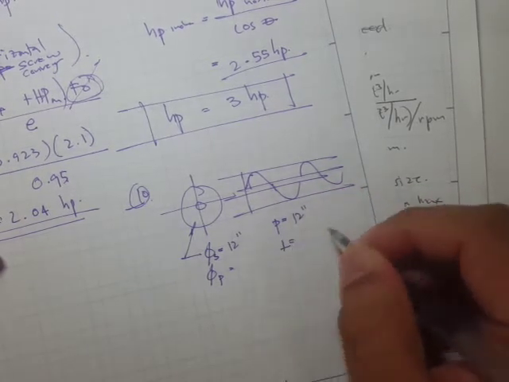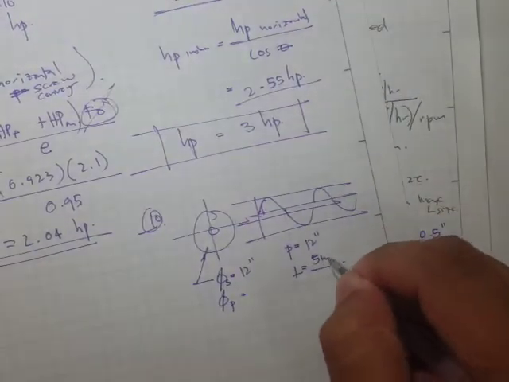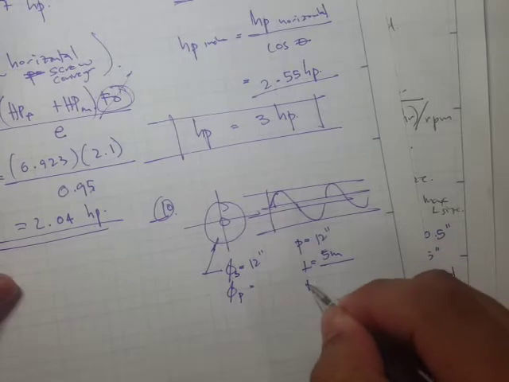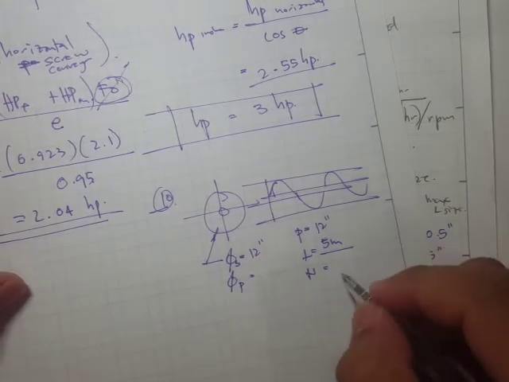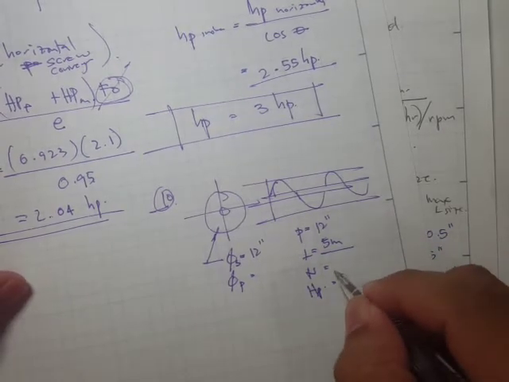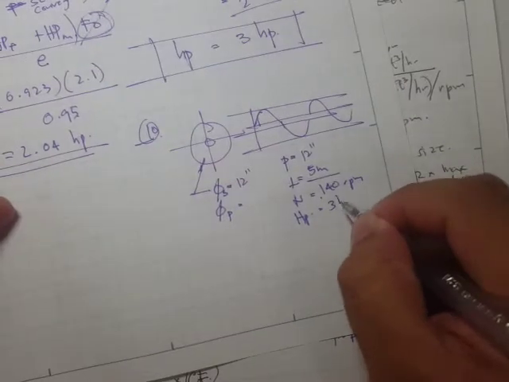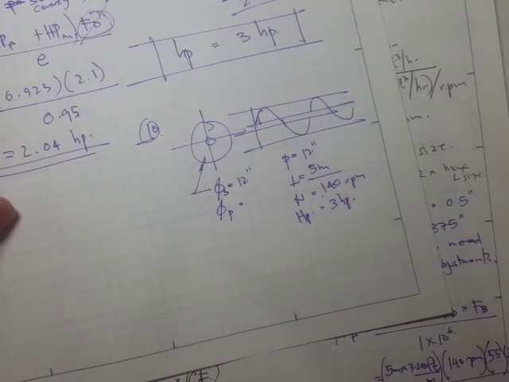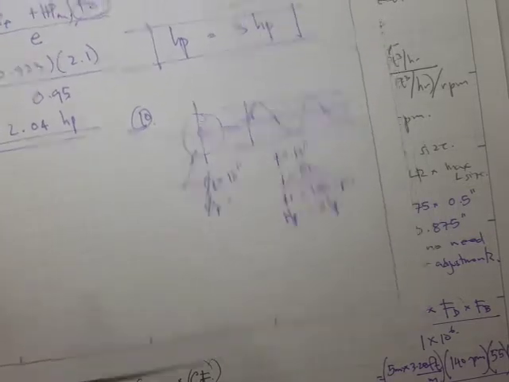Then the length is, okay, you have to provide that. It's 5 meters. What else? Speed, required speed, and HP. Okay, horsepower required. So our speed is 140 RPM, and this one is 3 HP. Okay, what else?